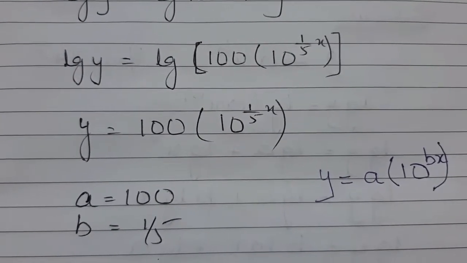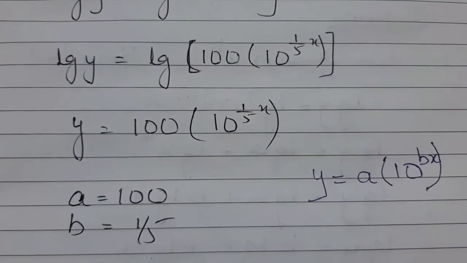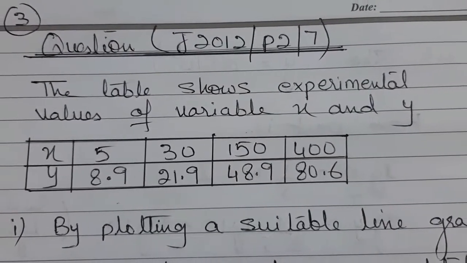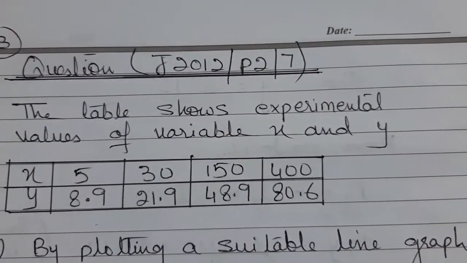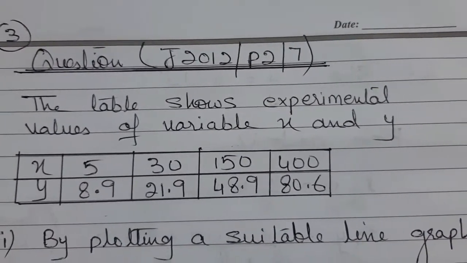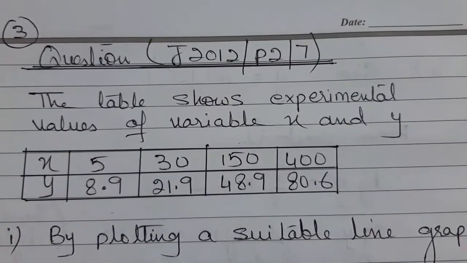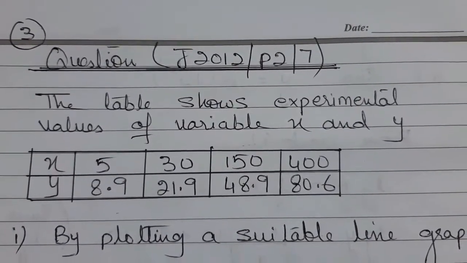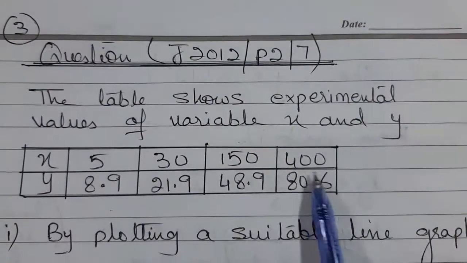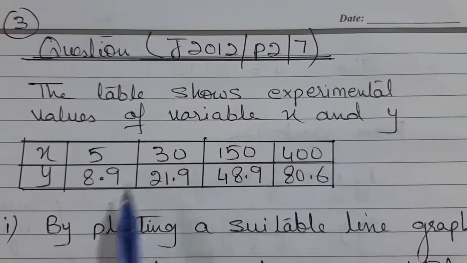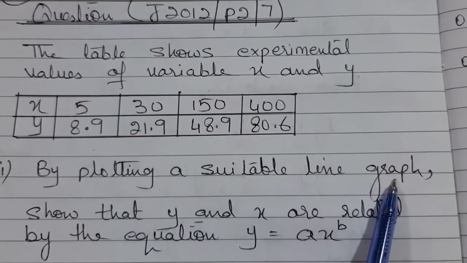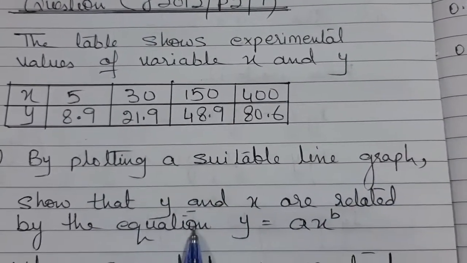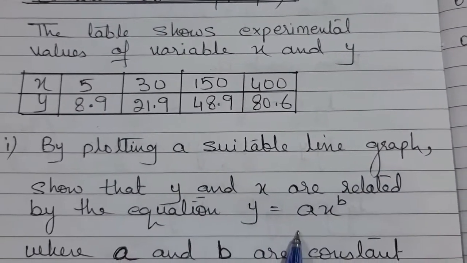Let's see another question in which you have to draw a graph. I have picked this question from June 12th, paper 2, question 7. In this example and in the next example, I will plot the graph. The table is given to you. The question is saying these are experimental values. By plotting a suitable straight line graph, show that y and x are related by this equation.